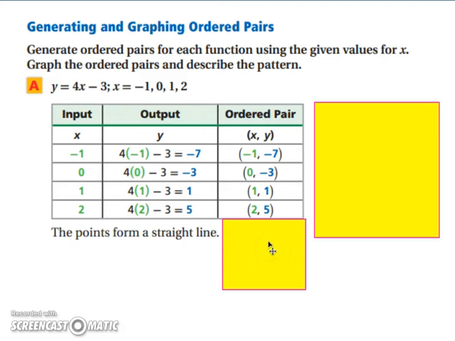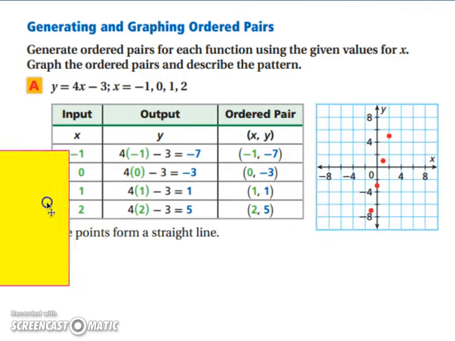Now that we have our ordered pairs, we can graph them. So we're going to graph -1, -7, 0, -3, 1, 1, and 2, 5. And when we do so, we get something that looks like this. The points form a straight line.